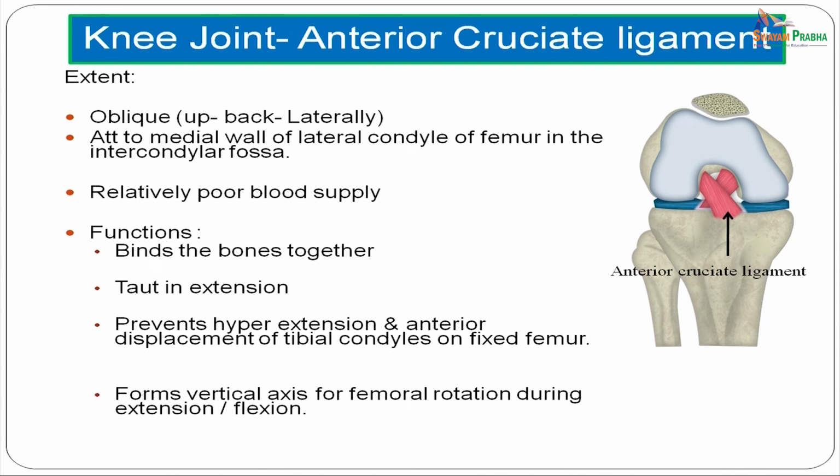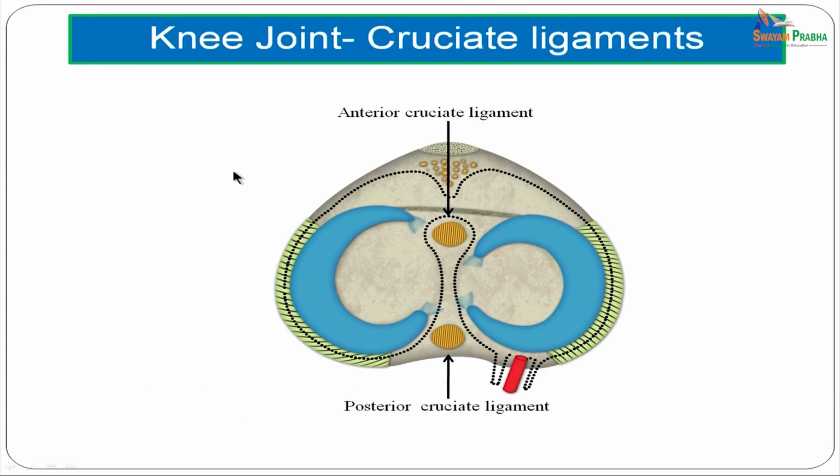The anterior cruciate ligament has a relatively poor blood supply, and its main functions are that it binds the bones together, it is taut in extension, it prevents hyperextension and anterior displacement of the tibial condyles on a fixed femur. It forms the very important vertical axis for femoral rotation during extension and flexion. If you look at this picture, this is the attachment of the anterior cruciate ligament, which extends backwards, upwards and laterally, and is attached to the lateral wall of the intercondylar fossa. This is the attachment of the posterior cruciate ligament.